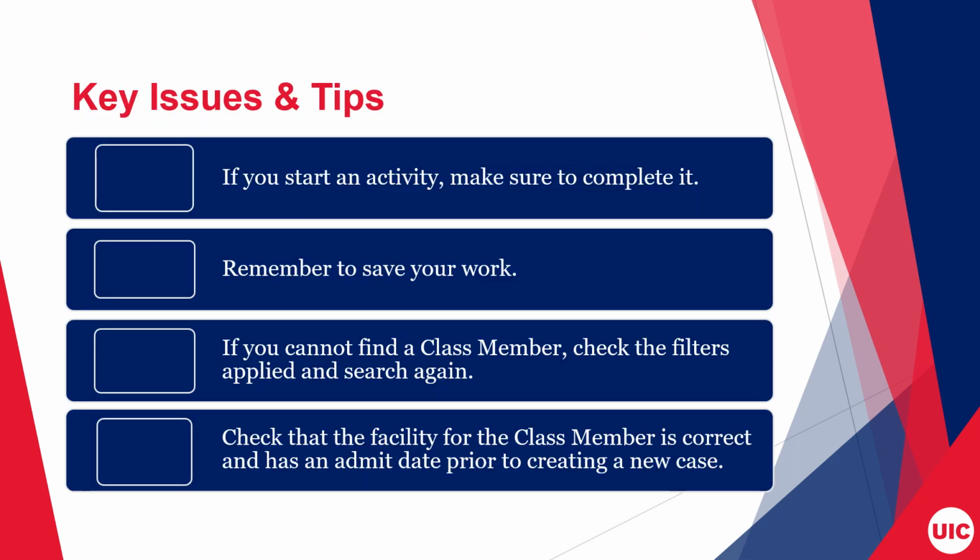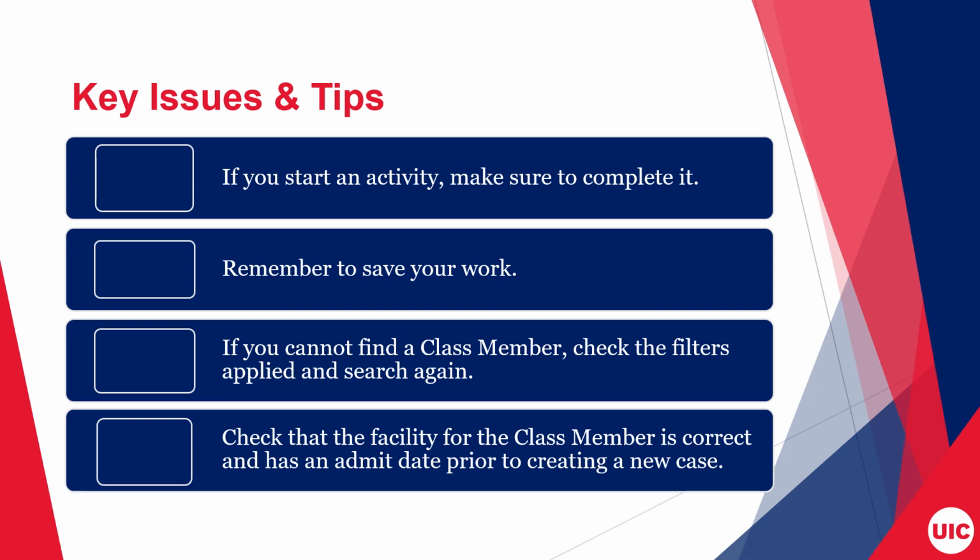On the next few slides, we will be going over some key issues and tips. If you start an activity, such as a service plan, make sure it is completed and finalized. Some documents have required fields indicated by a red asterisk. Ensure all required components are completed. Ensure your work is saved through the available features.